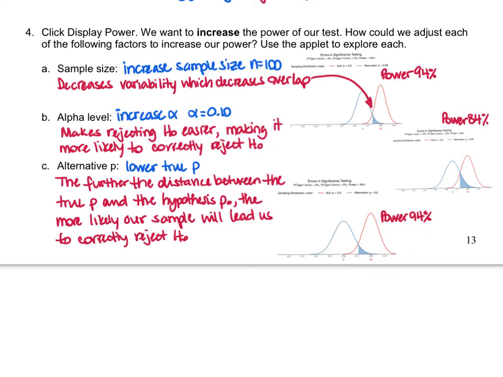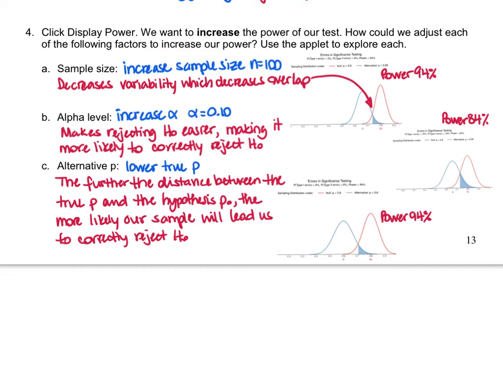Then the last thing that we altered was the true alternative proportion value. In this case, because we're on the left-hand side, it's a less than alternative hypothesis. When we had a smaller true proportion, that increased the distance from the null hypothesis value that we used of 0.80. So I decreased it from 0.66 to 0.60, and that made the power go up to 94%. So it makes us more likely that we will correctly reject the null hypothesis.